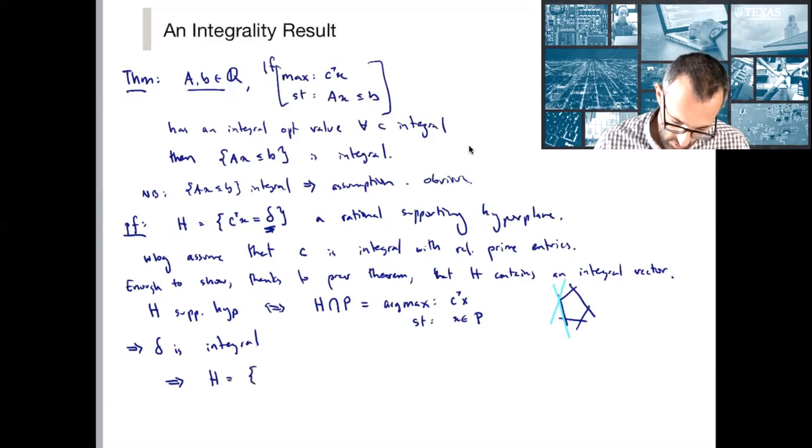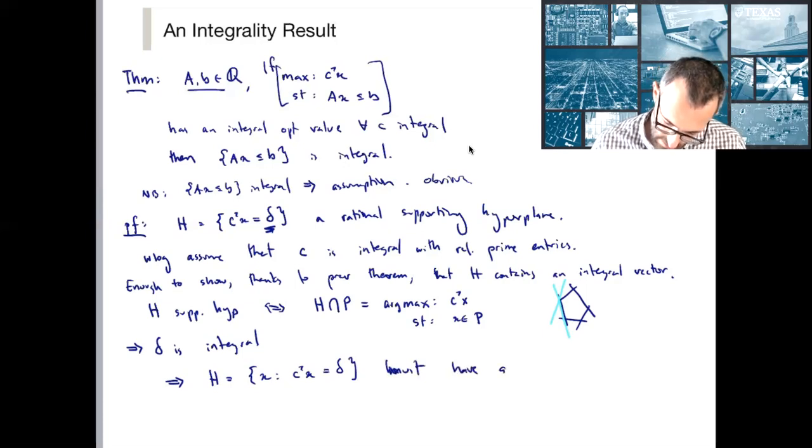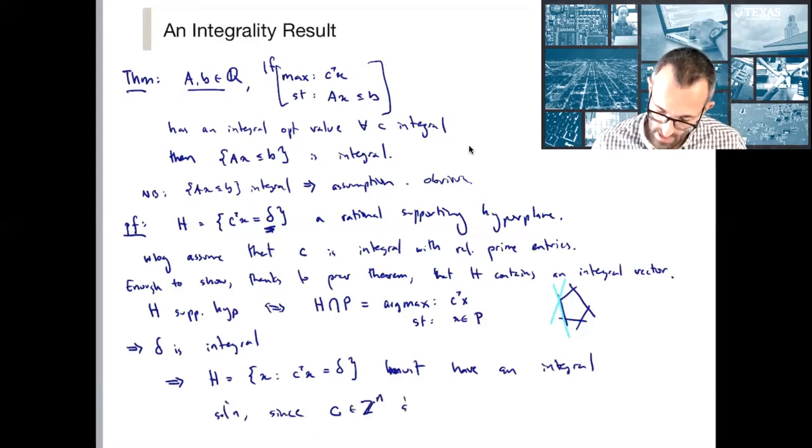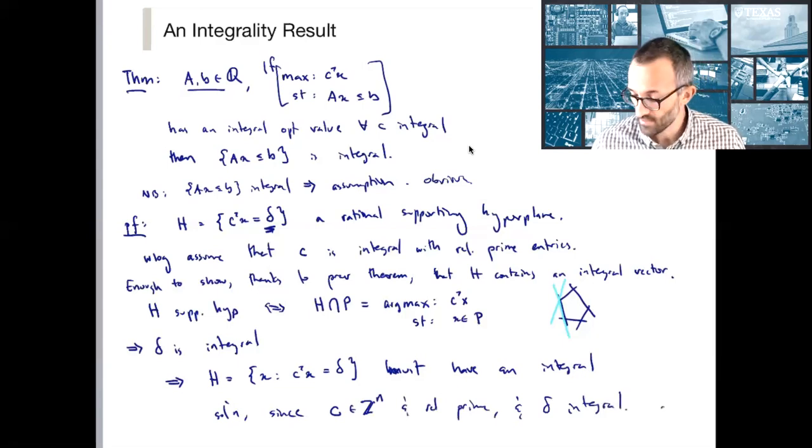H is equal to all x such that C transpose x equals delta, and this must have an integral solution, since the vector C is integral by assumption and relatively prime, and delta is integral. And that is the result. And so you see how we were able to leverage the flexibility of the previous theorem.